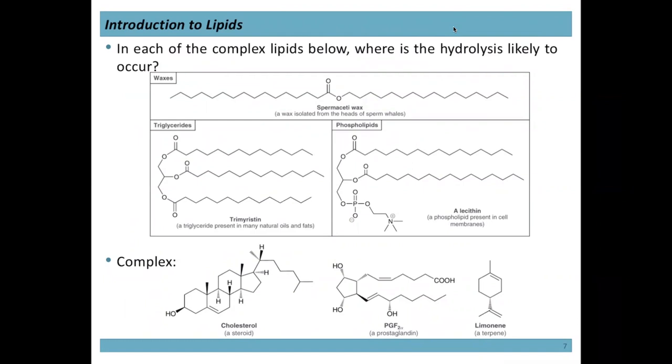And then we'll have the, this shouldn't be complex. They have complex structures, but they're referred to as simple lipids. So let's erase that.